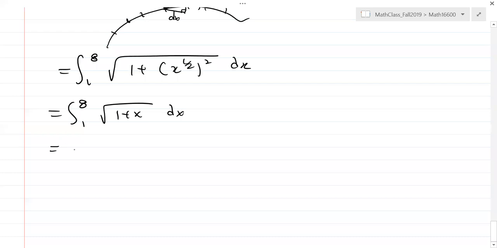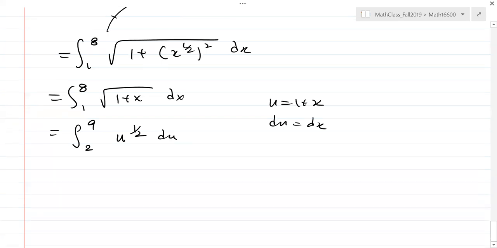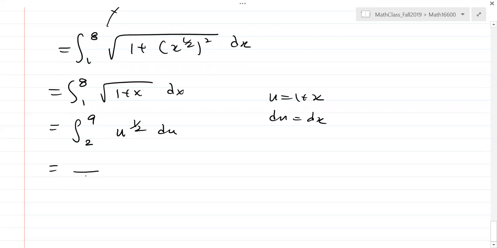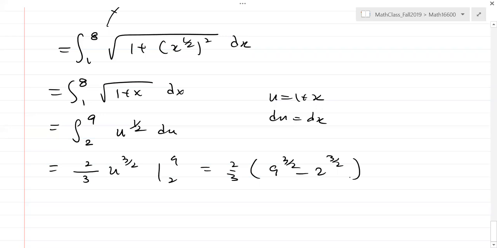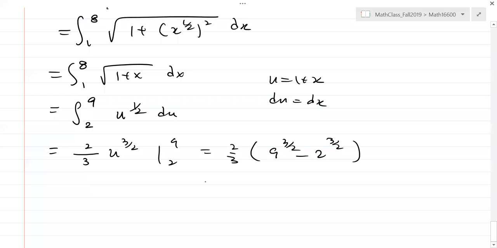All right. So now this substitution will be very, very simple. It's u equals 1 plus square root of x, okay? And then du equals dx over 2 square root of x. When x equals 1, u is 2. When x equals 8, u is going to be 9. And it's u to the 1 half du. Yeah, that's a much simpler substitution. So it's going to be u to the 3 over 2, then 3 over 2 here, and 2 over 9. You can simplify a little bit. The first term will be 27. The second term is 2 square root of 2 over 2. That's all you can write. It's a nice number, right?